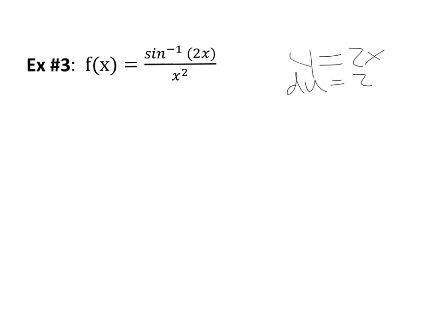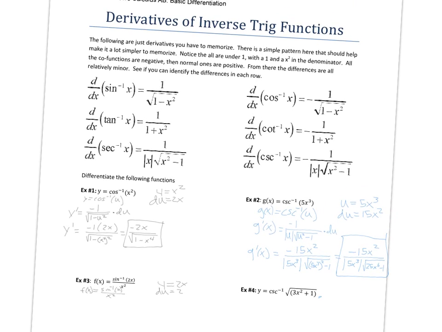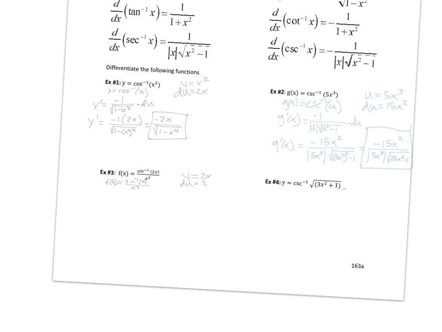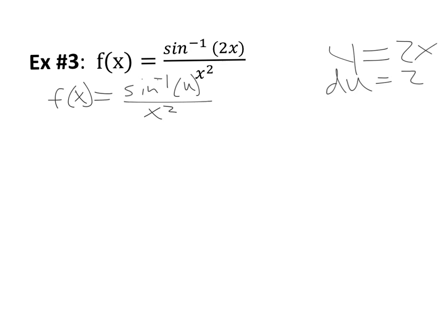So if I was to rewrite this, it'd be the arc sine of u over x squared. And now we could take the derivative, but we got to remember this is actually a quotient rule situation, because we're dividing. So we're going to do the derivative of the top, which is just this. So the derivative of the top would be, let's write this as f prime of x.